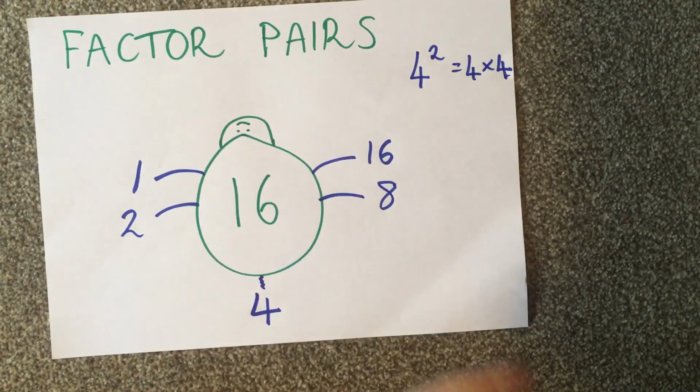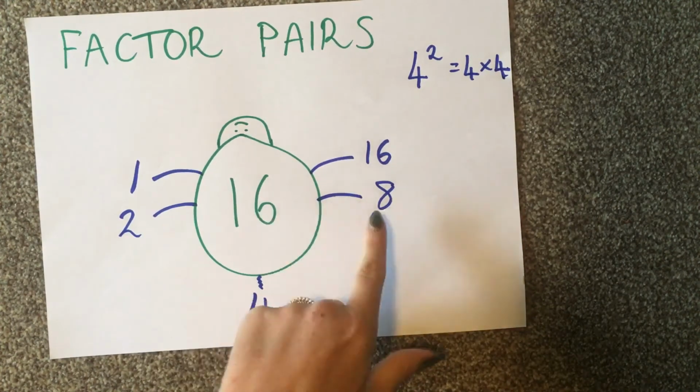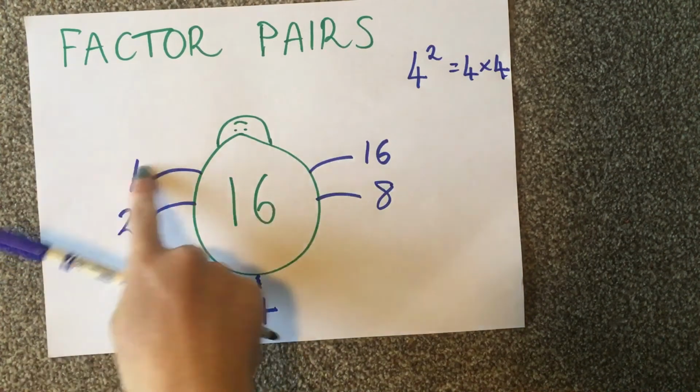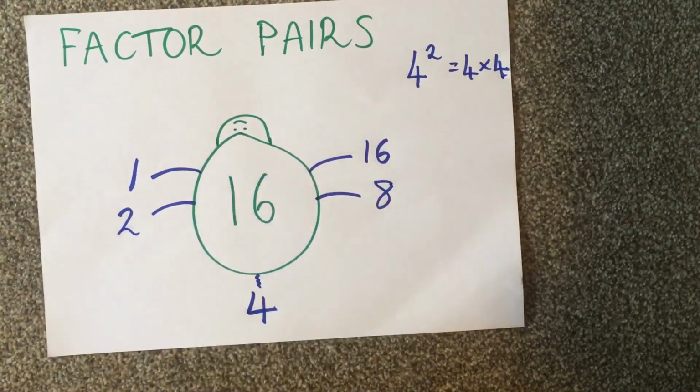5 doesn't go in, 6 doesn't go in, 7 doesn't go in, 8 does, but I've got it, and I'm halfway now, so I can stop. And there are my factors for 16. 1 times 16, 2 times 8, and 4 times 4. There you have it.